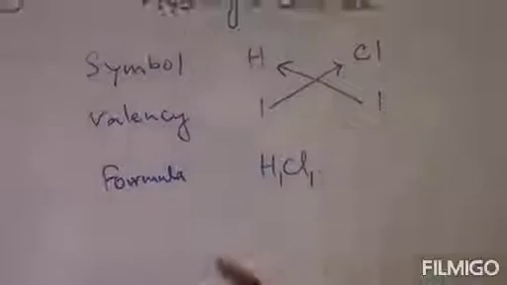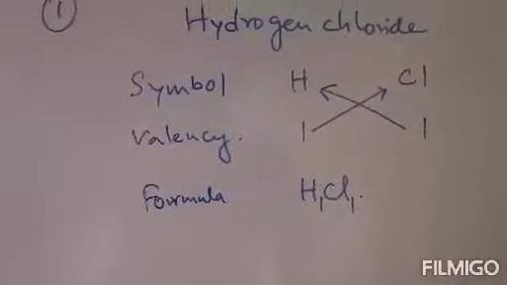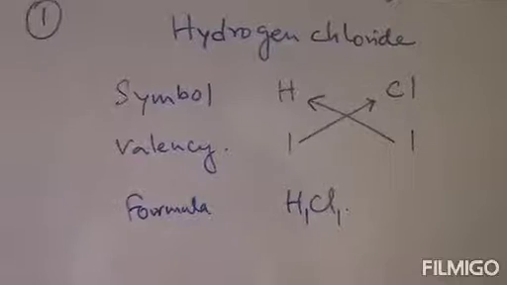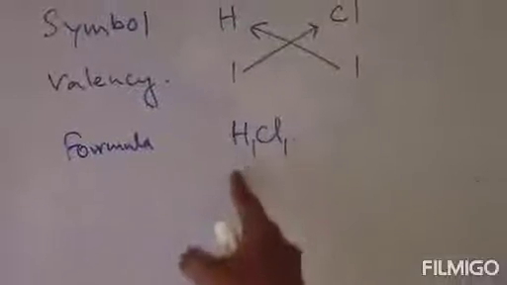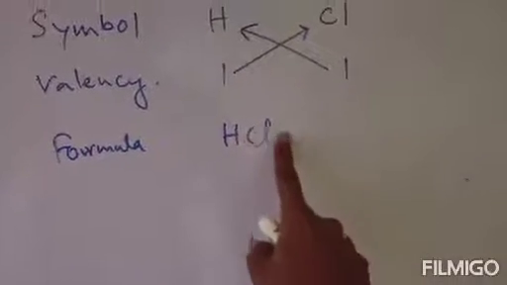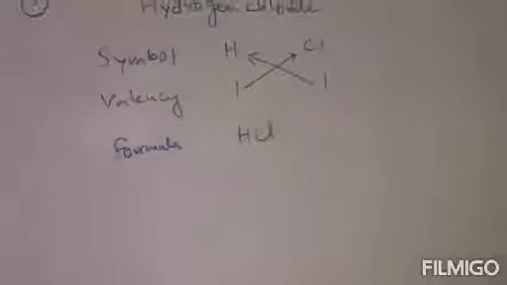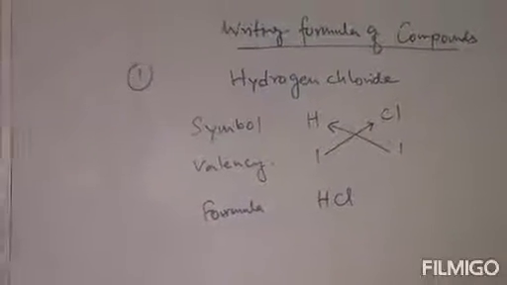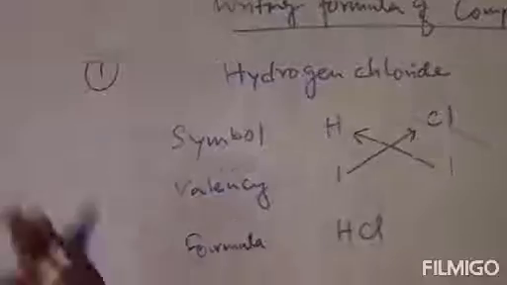Now we have to find out this formula in the simplest ratio. Always remember, we will find out the formula in the simplest ratio. So that means the 1s will reduce and the formula will be HCl, that is hydrogen chloride. So like this we will find the formula of simple compounds. This is case number 1, it is very easy. Next, number 2.